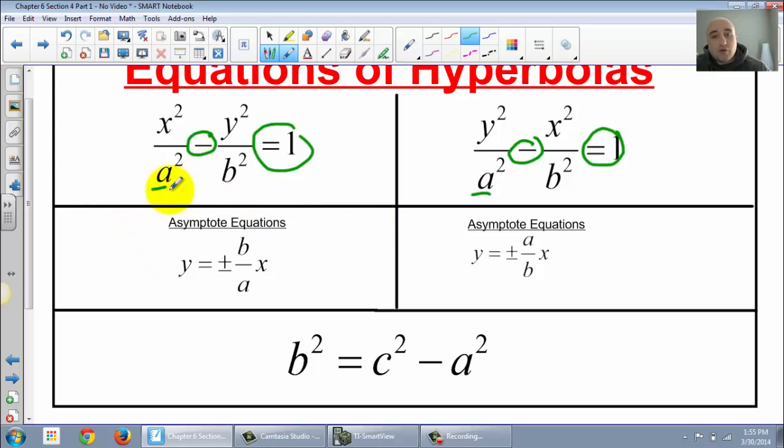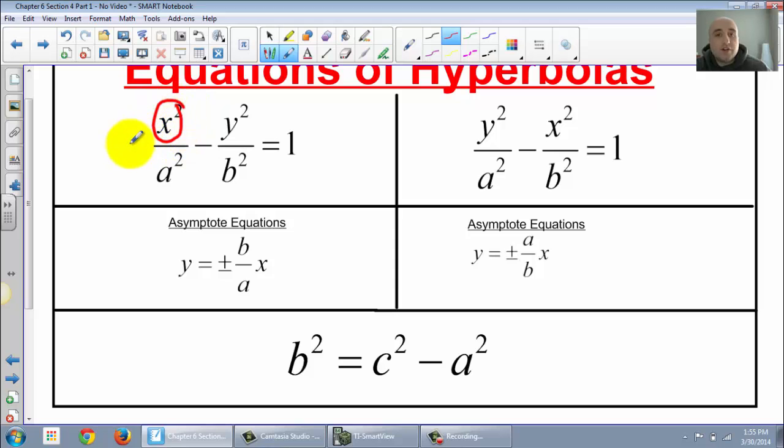Okay. We have some asymptote equations. Okay. So the easy way to remember these is whatever comes first in your equation. So if x squared comes first, this is the one you're going to use. And if y squared comes first in your equation, this is the one you're going to use. And we'll talk more about that when we actually do some examples.